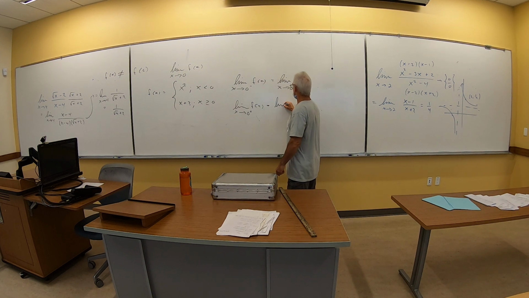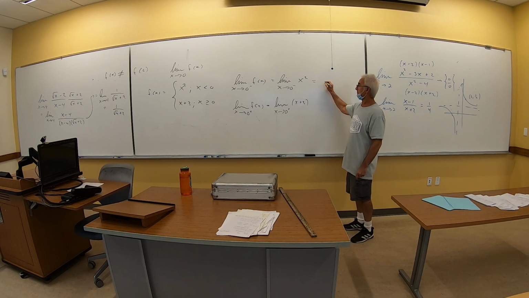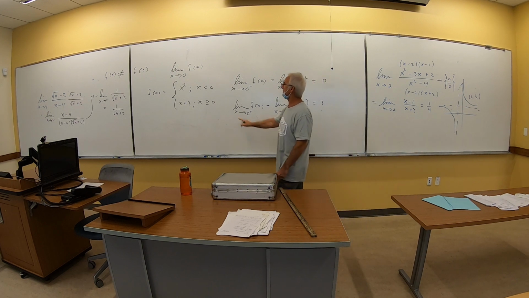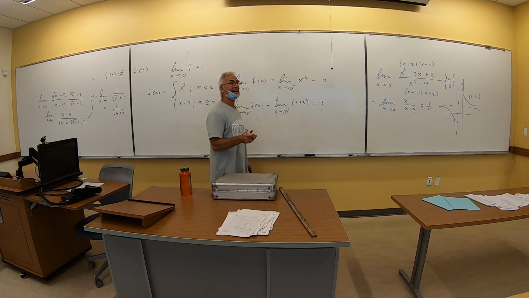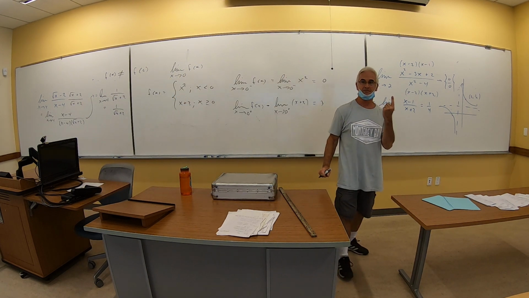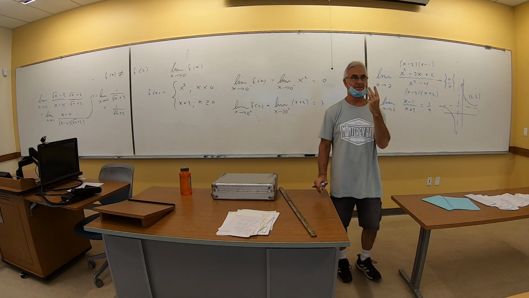This would be the limit as x approaches 0 from the right of the bottom function. And what would this answer be on top? 0. And on bottom it would be 3. So what is the answer to this question? Let's take a chance. Remember, there's only 3 possible answers to any limit question. Finite, infinite, does not exist.